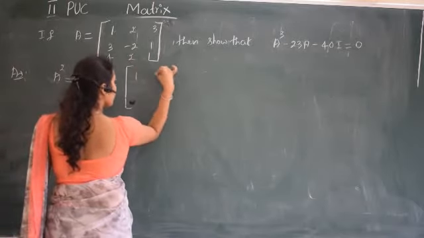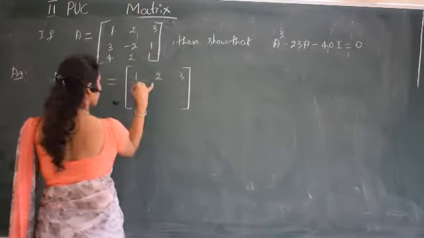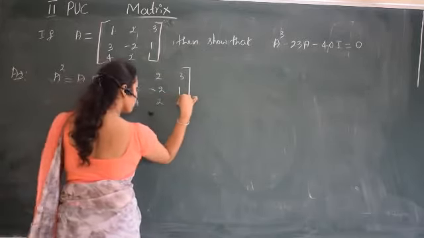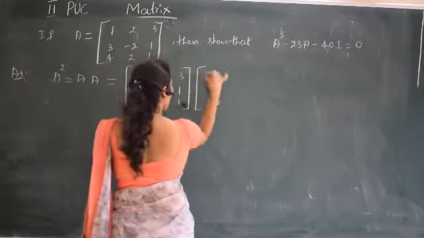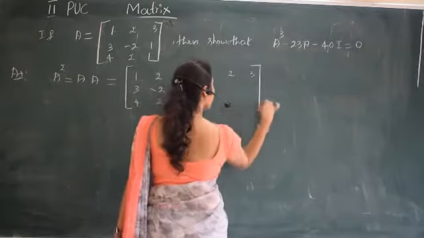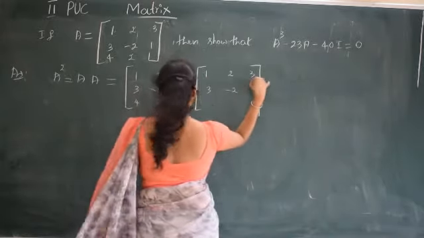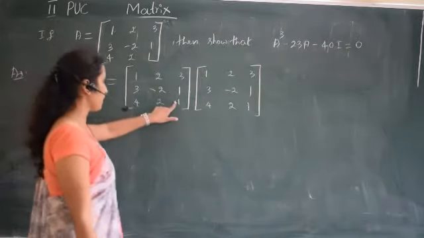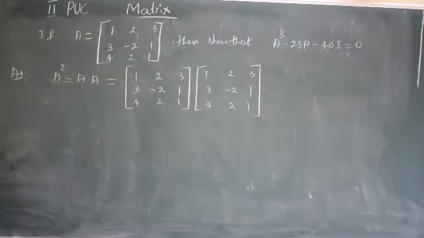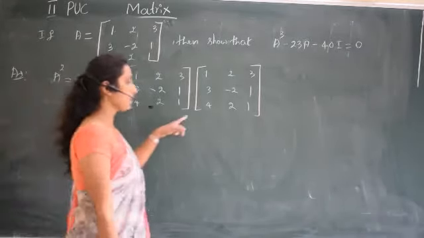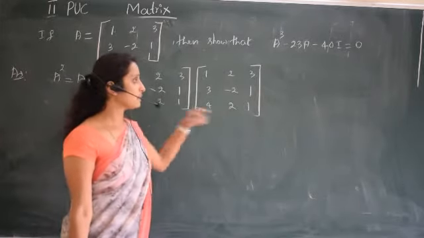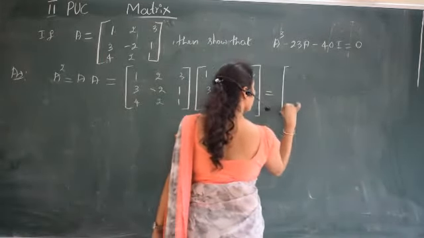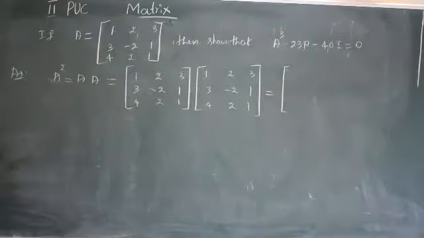So 1, 2, 3, 3, minus 2, 1, 4, 2, 1. Again the same matrix, 1, 2, 3, 3, minus 2, 1, 4, 2, 1. So these are the two matrices A and A. Next we have to multiply this. This is 3 by 3, this is 3 by 3, so the answer is also 3 by 3, 3 rows and 3 columns.